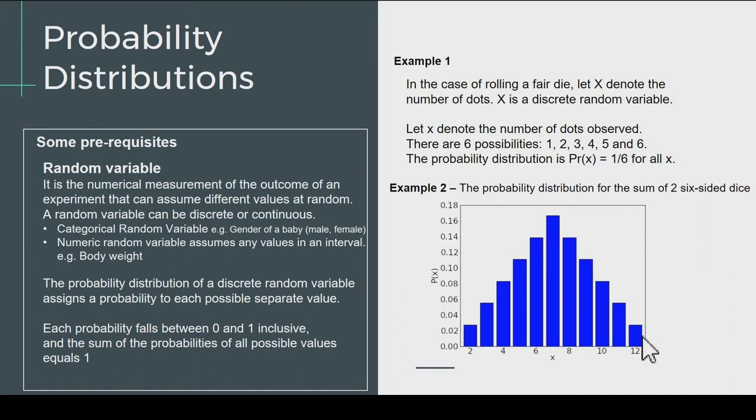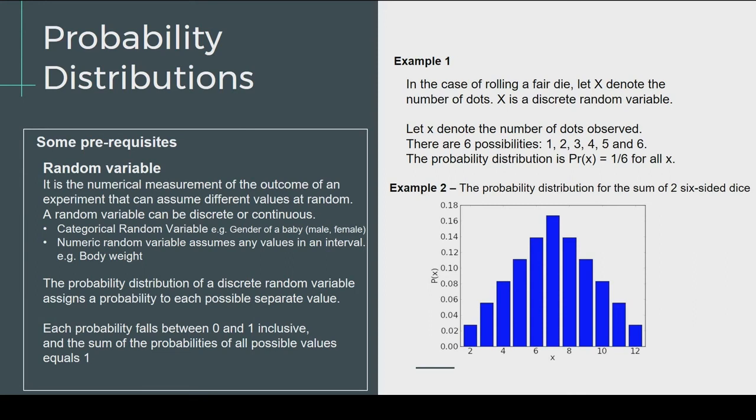Similarly, for 12, if you only have 6 and 6, the total is 12. So the probability of that is also 1 by 36. What are the chances that you'll have a sum of 6? You could have a 2 and a 4, you could have a 5 and a 1, you could have a 3 and a 3. So if you add all the possibilities of getting that and divide by the total number of possibilities, you get the probability of getting a 6. So this is basically how you can interpret a simple probability distribution.